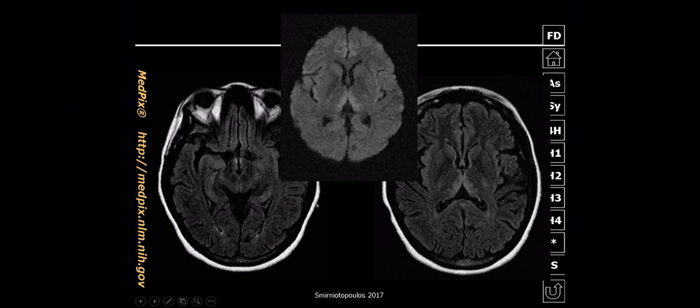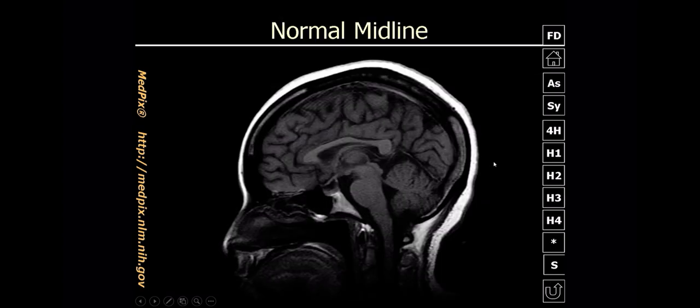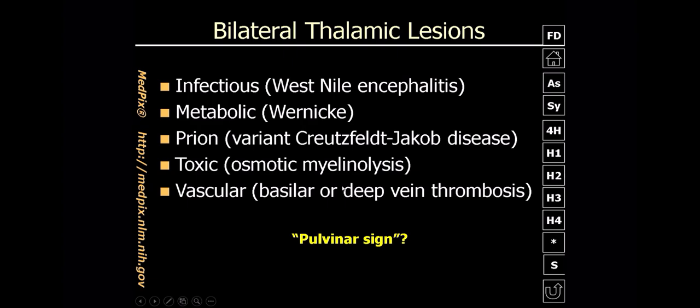And just to highlight them for you, the hypothalamus on either side of the third ventricle, the medial portion of the thalami, the area that's sometimes called the pulvinar. So this is the abnormality that we have in the imaging. We look in the midline. The mammillary bodies look okay. Bilateral thalamic lesions have a very broad differential diagnosis. Some viruses are neurotropic for the thalamus, metabolic diseases, prion diseases. We know that variant CJD is supposed to involve the pulvinar. Some toxic lesions like osmotic myelinolysis, what we just talked about.